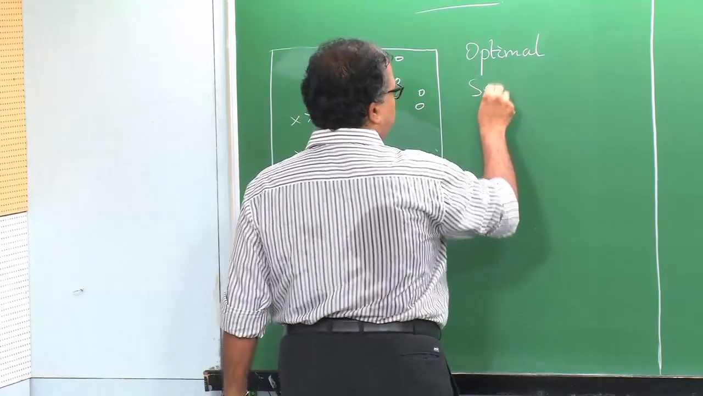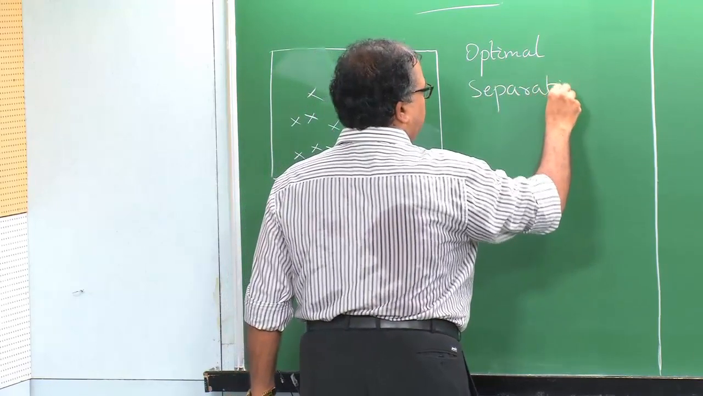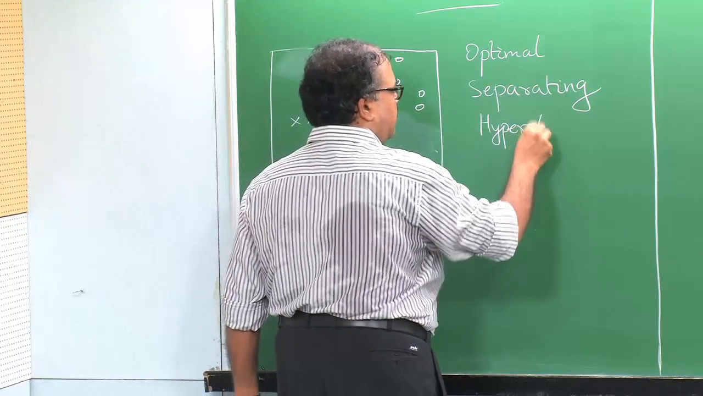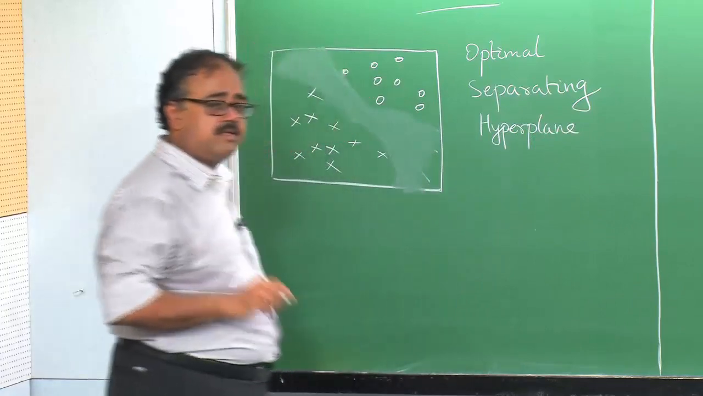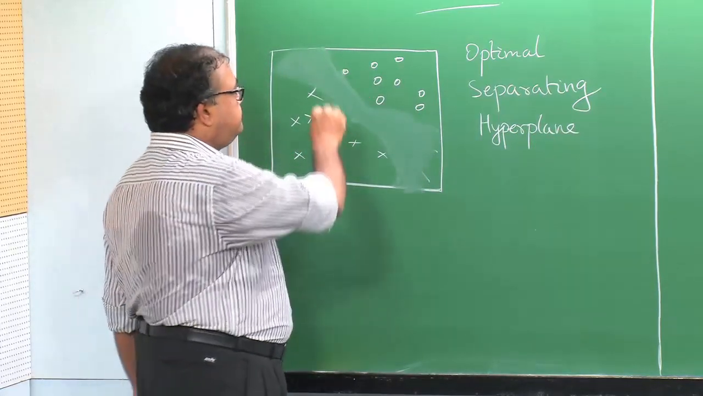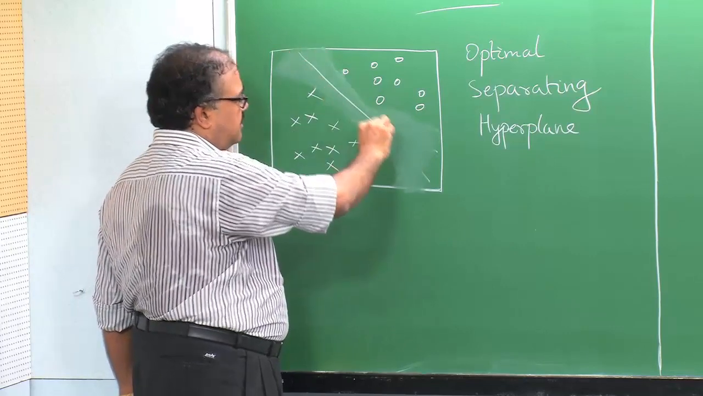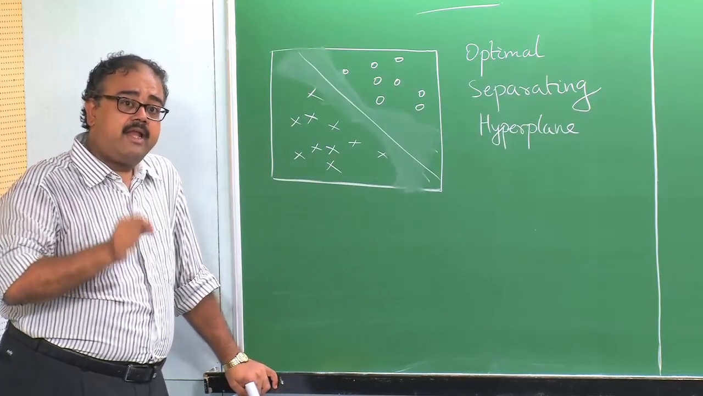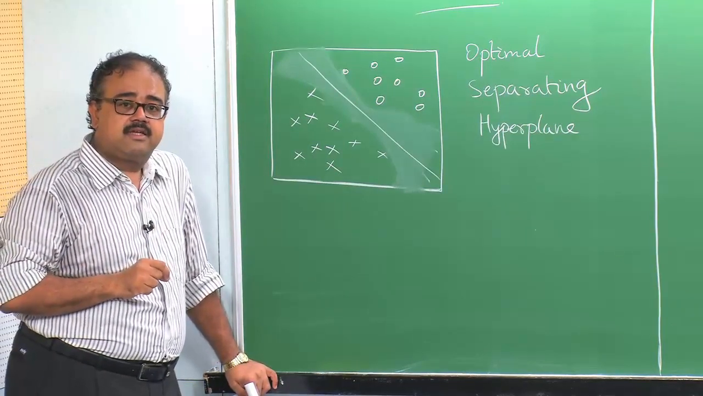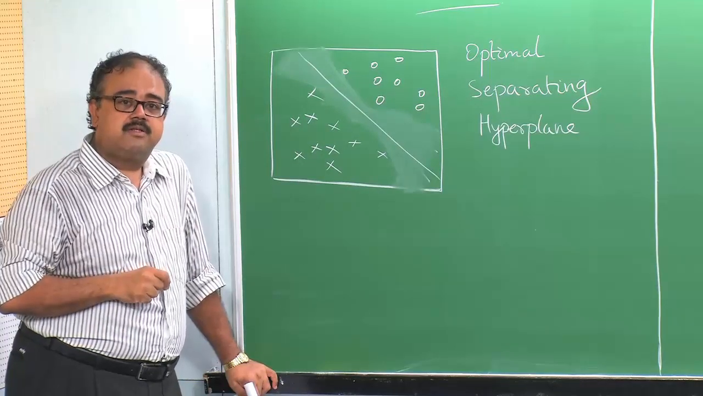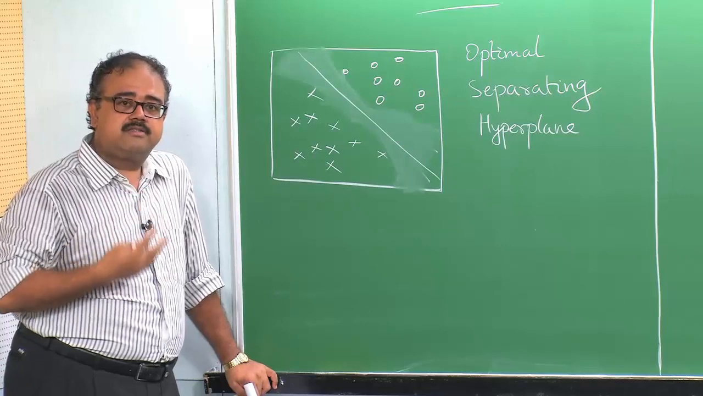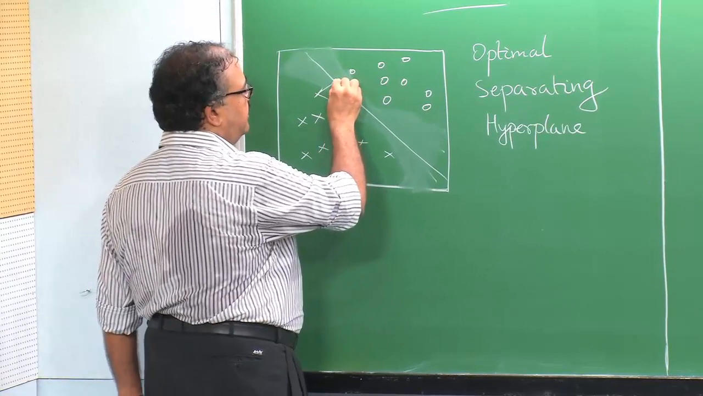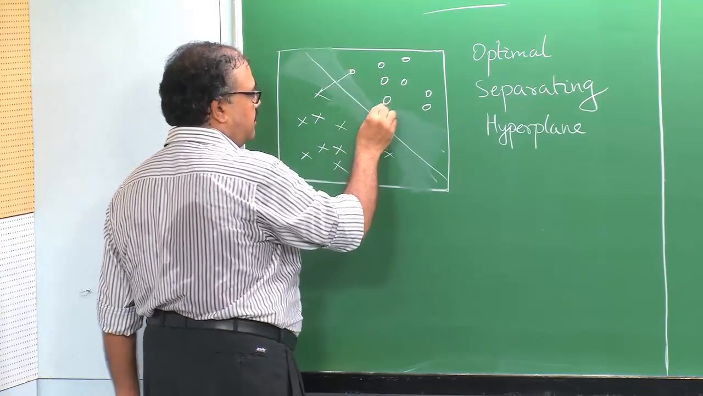an optimal separating hyperplane as the surface such that the nearest data point to the surface is as far away as possible, among all such surfaces. So, here is a separating line, and the nearest data point to that is that or that or that.